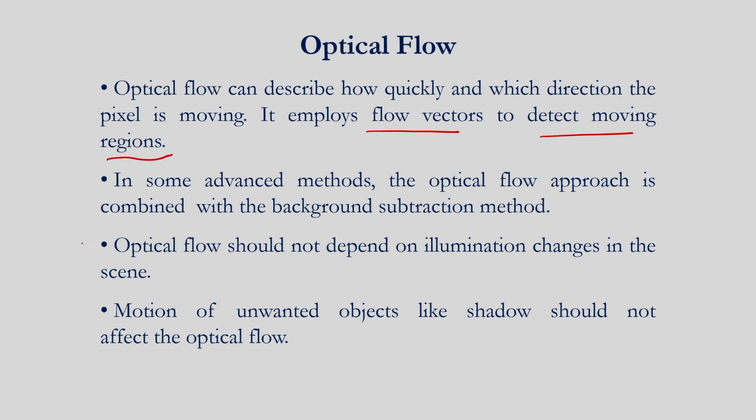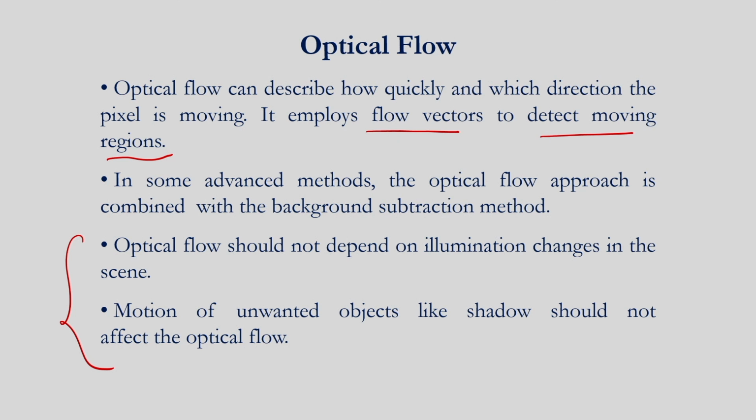And I have to consider these assumptions. One is that the optical flow should not depend on illumination changes in the scene. That means the illumination should be almost constant for optical flow determination. The second assumption is that the motion of unwanted objects like shadow should not affect the optical flow. That also we have to consider. We should not consider the unwanted objects, and if a shadow is present, that will be a big problem for the optical flow algorithm. So we are not considering the presence of shadow or unwanted objects. These two assumptions we are considering for determination of the optical flow.